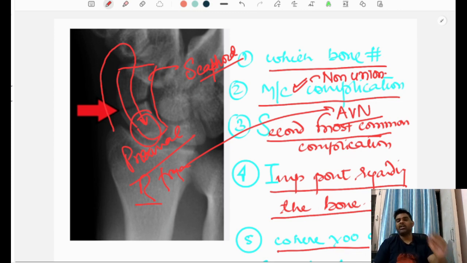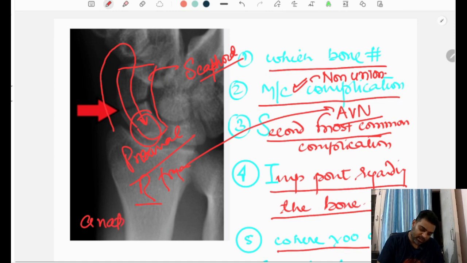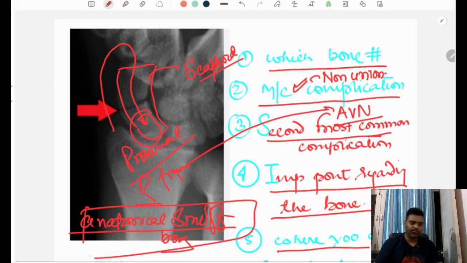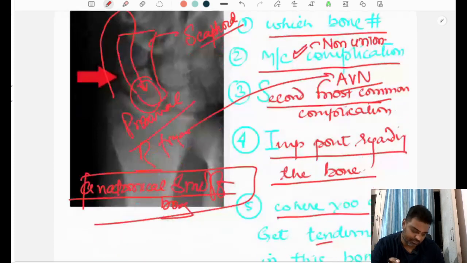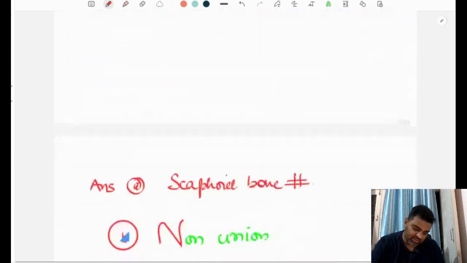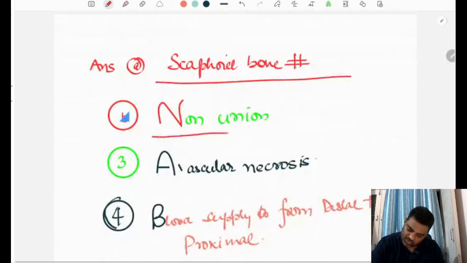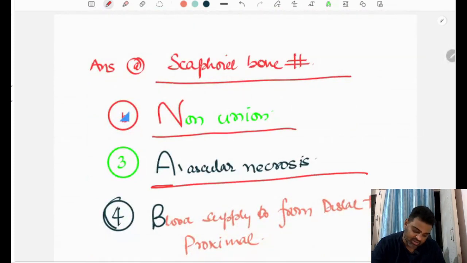And the tenderness you will see in the anatomical snuff box. They can show you the fracture. They can ask you about the arterial supply, the most common complication, non-union, the second most common avascular necrosis, which part goes into avascular necrosis, and where the tenderness is. Everything can be asked, and it is the most common fracture in the carpal area. So the answer is scaphoid. Most common complication is non-union. Second most common is avascular necrosis of the proximal segment.